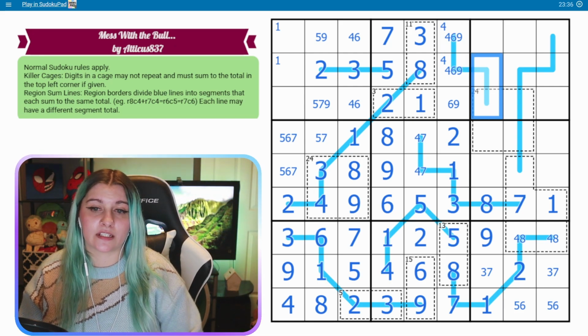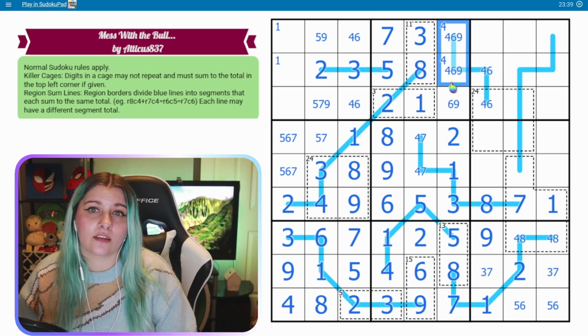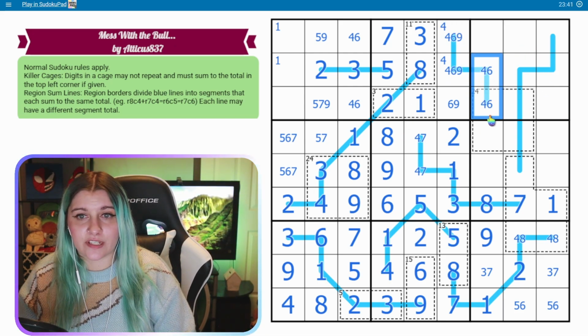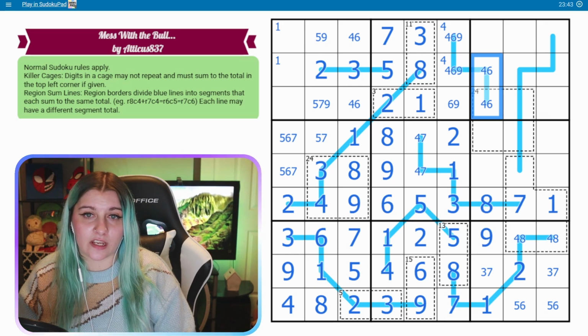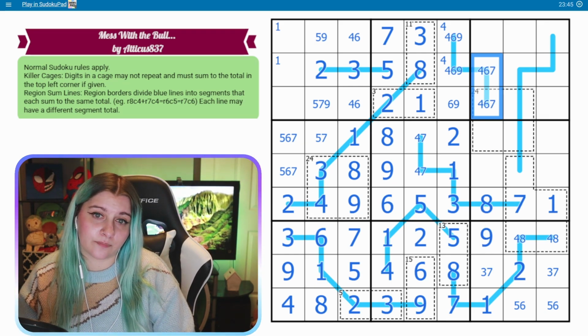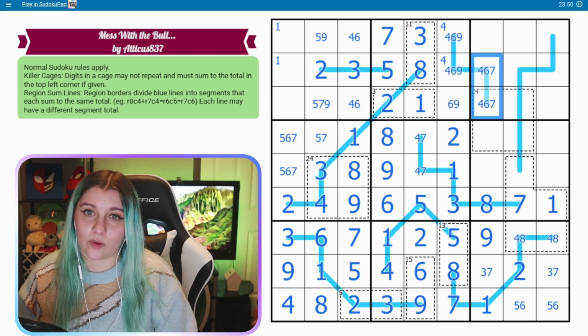10 would make this 4 and 6. 4 and 9 to get 13. I can't do 4 and 9. I can't do 5 and 8. I could do 6 and 7. So I think I'm using a 6 no matter what.